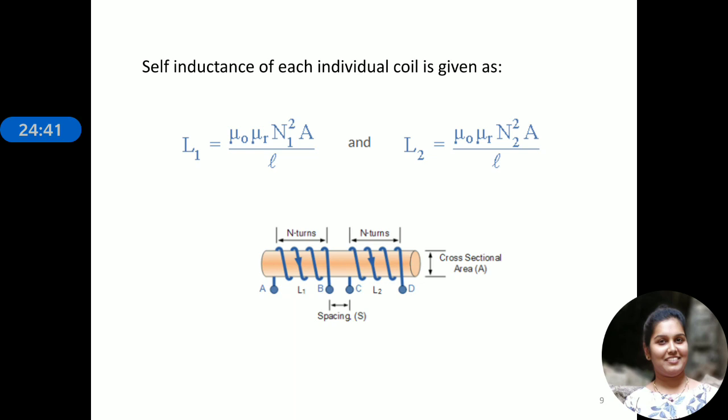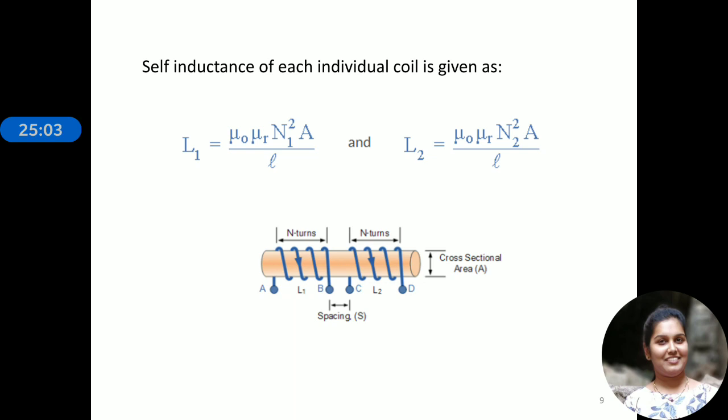Okay, so now if you want to simplify this expression and get the expression in terms of M, L1 and L2, then what we do is just cross multiply these two expressions.